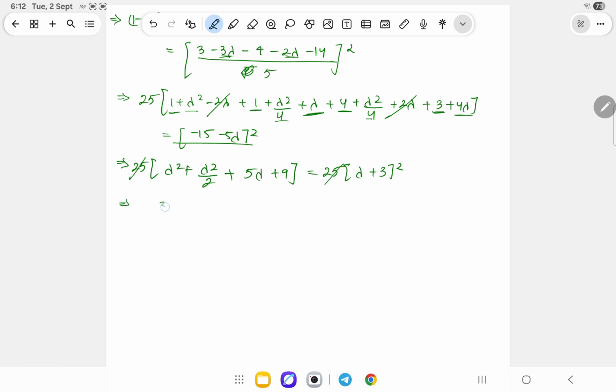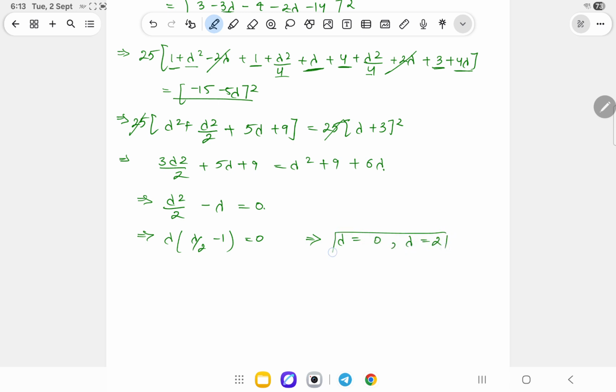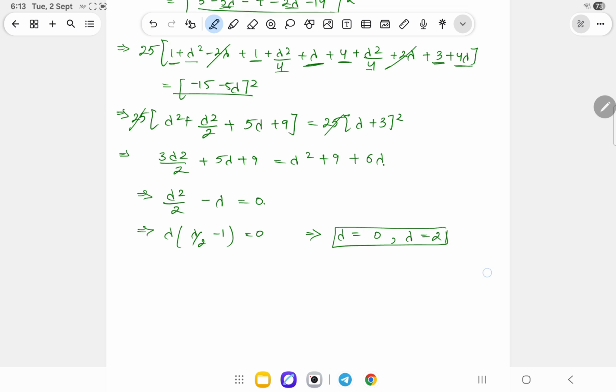So I am left with 3 lambda square by 2 plus 5 lambda plus 9 is equals to lambda square plus 9 plus 6 lambda. So this basically gives me lambda square by 2 minus lambda is equals to 0. So from here I got lambda into lambda by 2 minus 1 equals to 0. So I got basically two values of lambda. One is lambda is equals to 0 and another is lambda equals to 2.